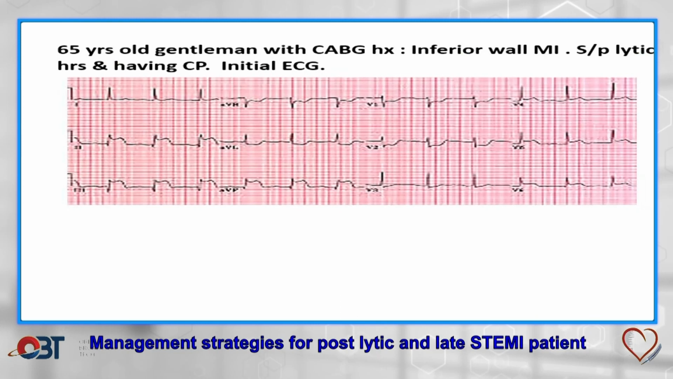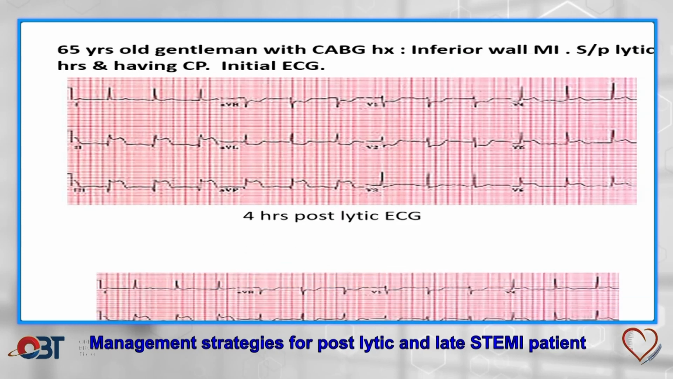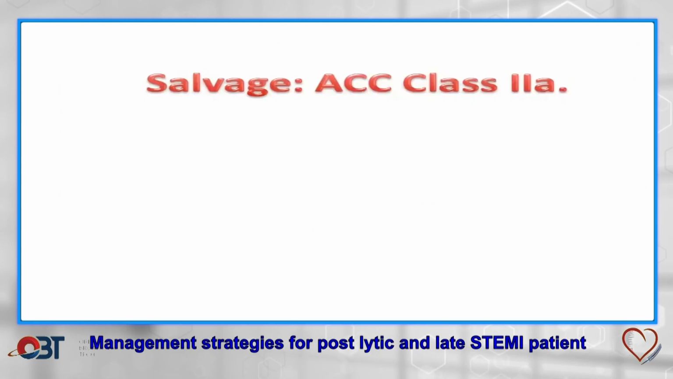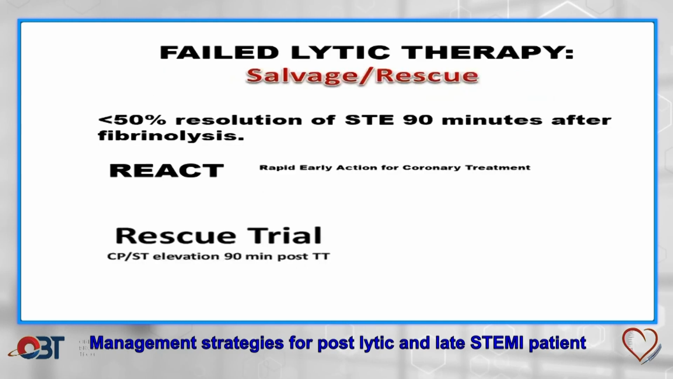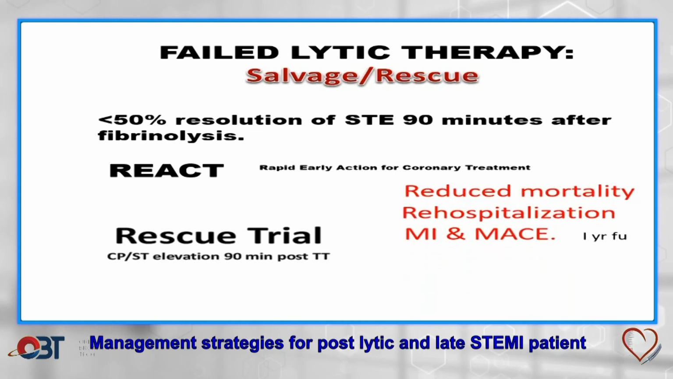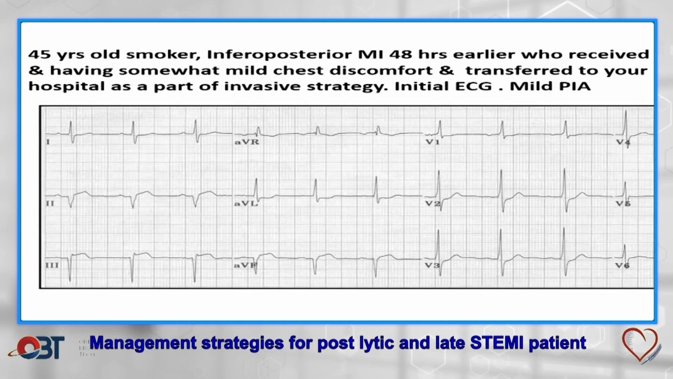Going through the viability, but just a couple of examples. This patient received lytic therapy, having chest pain, and this is the initial ECG, and the 4 hour post-lytic ECG, again no change. So this is more of a salvage PCI. This is classified as 2A. Typical case, RCA is revascularized, good TIMI flow. So that does have a value. Salvage PCI is the REACT trial and the RESCUE trial, which do show improved mortality and rehospitalization at follow-up in these folks.